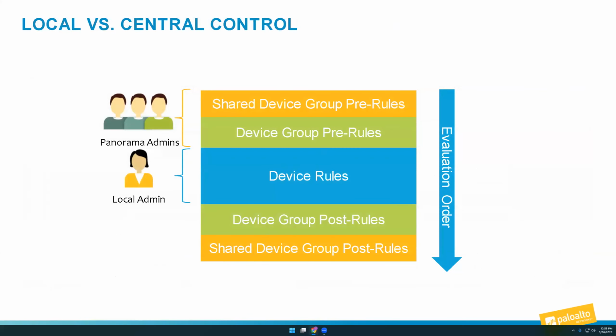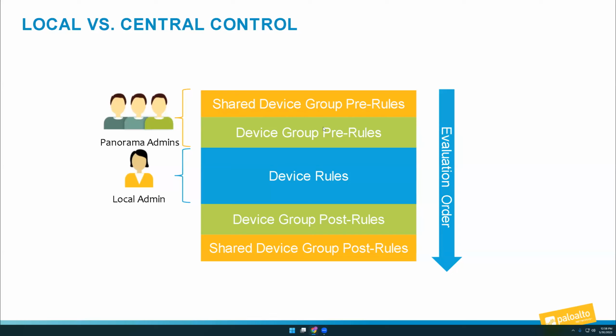So here we're showing local versus central control, right? When we have Panorama, you can still make changes local on the firewall, right? I would say don't. However, if you need to, you can.